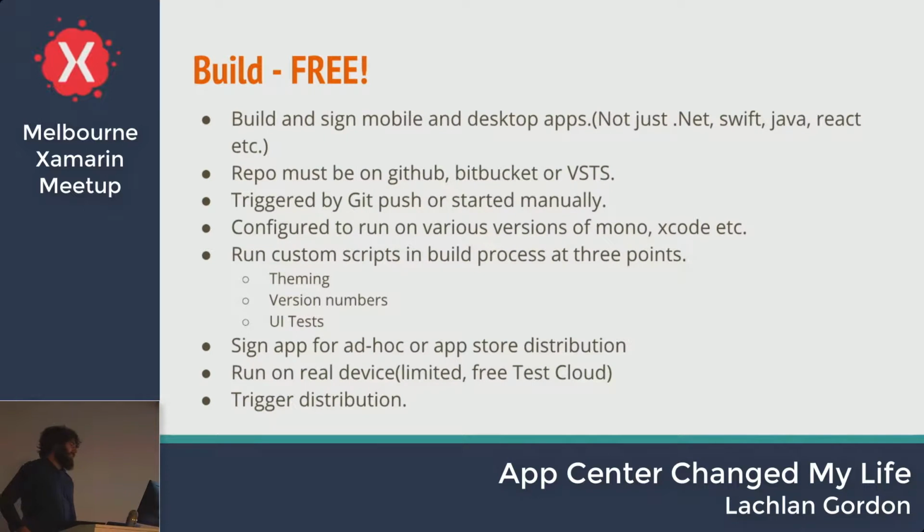You can also run custom scripts. If AppCenter isn't enough for you in what it does itself, there's a few different points where you can write bash scripts to run. So I use that for theming, so swapping from cooking the books to drinking the profits without doing anything. Hopefully, you'll be able to do it to update your version numbers. Haven't quite worked out how to do that yet.